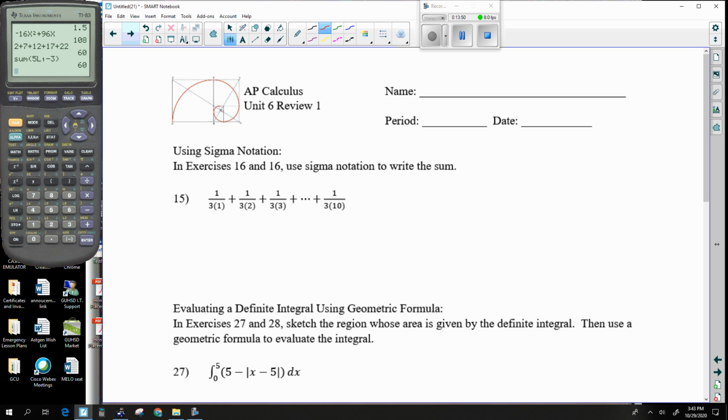Write this in sigma notation. So it looks like we start at 1 and go to 10. So that means i is 1, sigma goes to 10 of 1 over 3i.